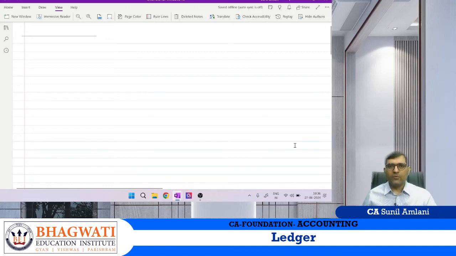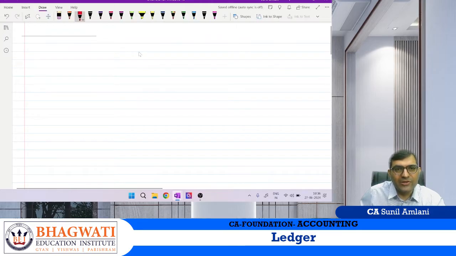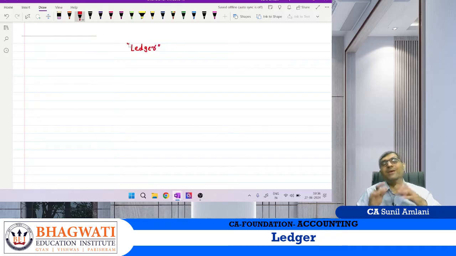So now we are going to discuss the topic ledger. Now, what is ledger? Ledger is the book of final entry, where journal is a book of original entry. So what do we do? We record the transaction first in the book of journal, right?